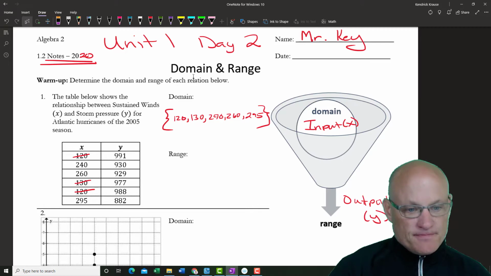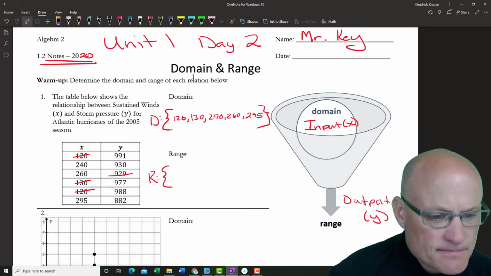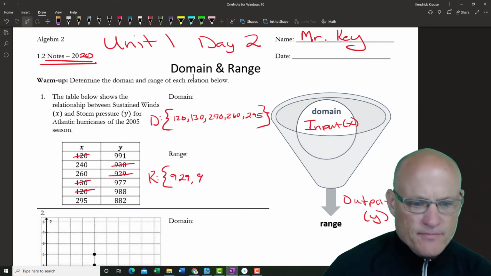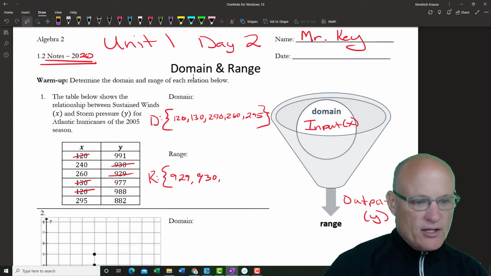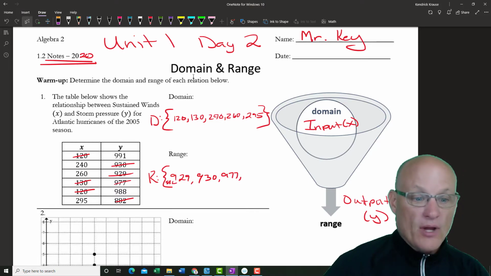And then the range. So this will be the domain, and the range, let's see, what's the lowest? 929? 930? I don't know why I get my head that close. 977, 982, or wait, that's 882. Oh, is that 882? Okay, 882 should have gone here. Old eyes couldn't see it. 988 and 991. I guess you get the picture, right?